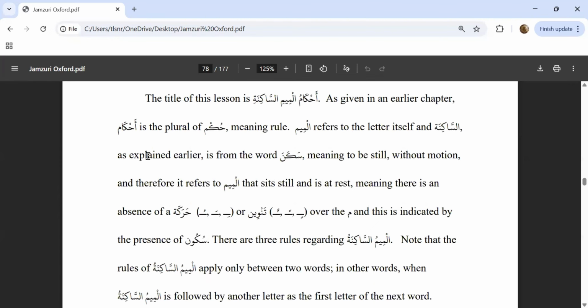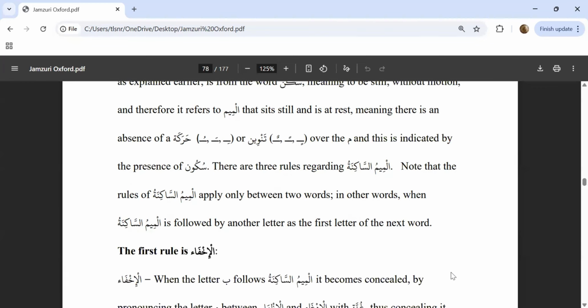And we said when we were looking at the chapter of noon sakina and tanween that sakina means to be still, without motion. So again, it's referring to a meem that sits still and is at rest, meaning there is an absence of a haraka or tanween. And this is indicated by the presence of a sukun in the mushaf, or an absence of a sukun to tell us that there is a rule other than idhar.